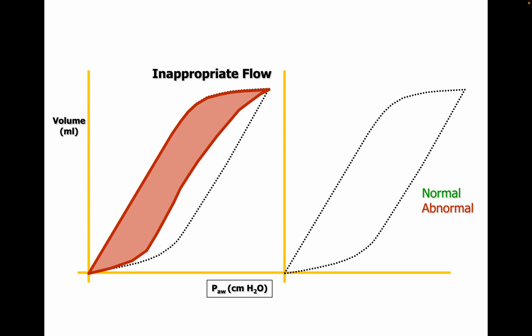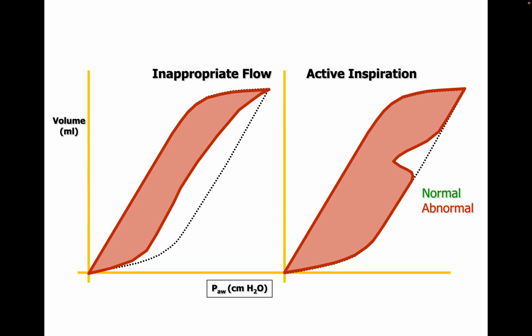In these particular PV loops, you could see that this is an inappropriate flow, and this is an example of active inspiration, where there is a notch in the inspiratory line in between. So if there is an inspiratory notch, this is active inspiration, whereas this is an example of inappropriate flow, where you could see that the elastic work is more than the resistive work.